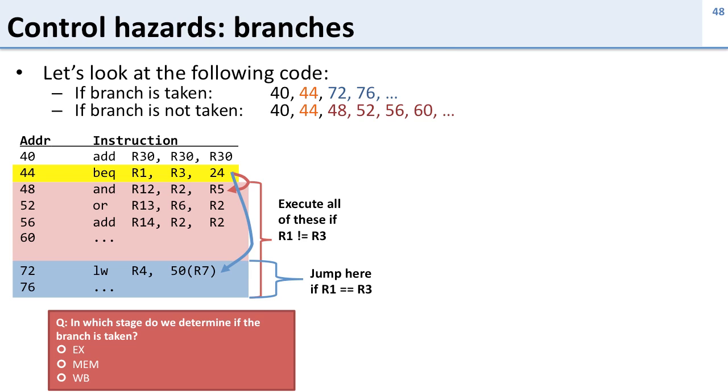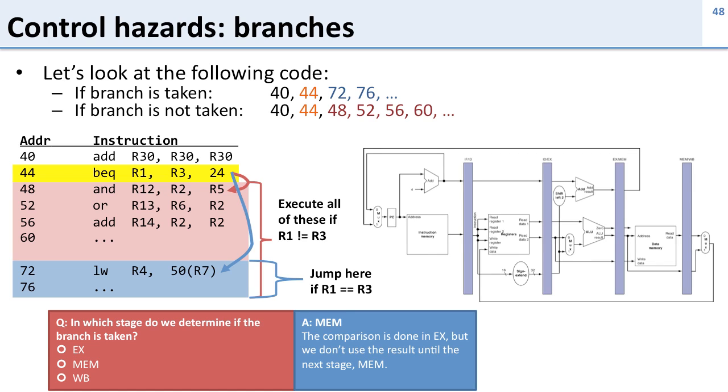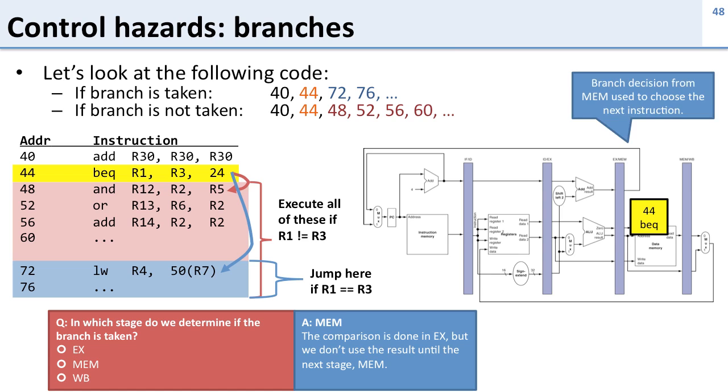So question, in which stage do we determine if the branch is taken? Well, we determine this in the memory stage. The comparison of the two registers is done in the execute stage, but we don't use the result until the next stage. So let's take a look at this and its implications. Here's our pipeline. So when the branch gets over here to the memory stage, that's when we're going to use the results to make the decision. So that's when we send the results over here and we say our next PC is going to be 72 if we're taking the branch.